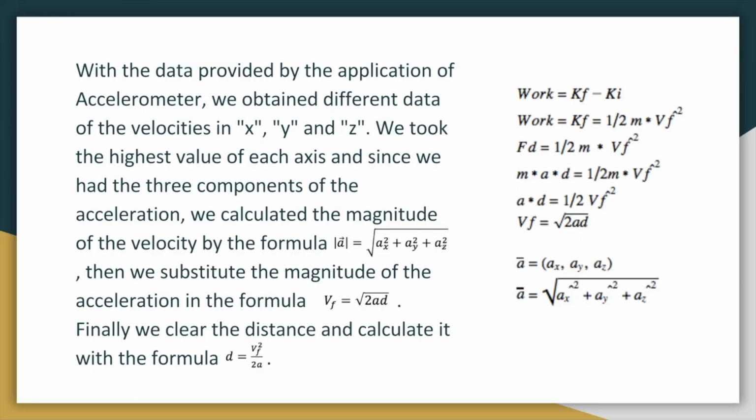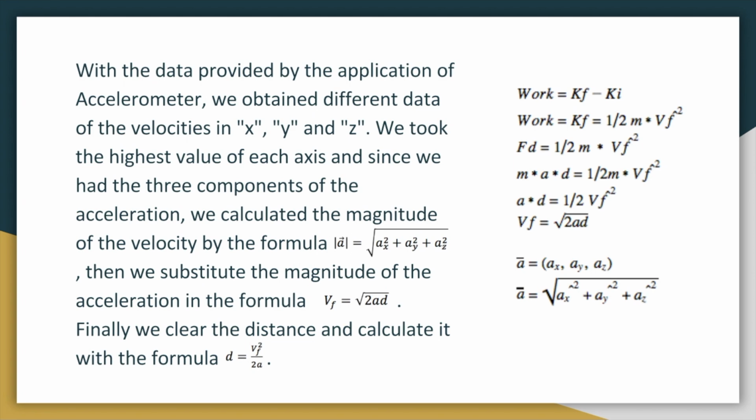With the data provided by the accelerometer application, we obtained different data of the accelerations in x, y, and z. We took the highest value of each axis, and since we had the three components of the acceleration, we calculated the magnitude by the formula. Magnitude of the acceleration equals the square root of the acceleration in x squared plus acceleration in y squared plus acceleration in z squared.